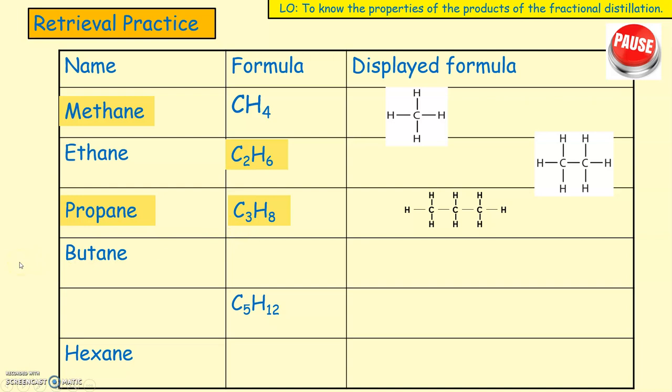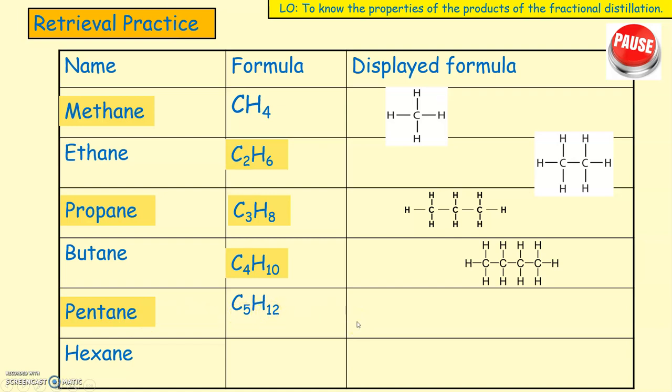Okay, butane, as you notice, hopefully you'll start to notice a pattern. It's C4H10 now. So as the carbons go up by 1, the hydrogens go up by 2. And then the displayed formula is C4 just there and then H10 around. All of them, you'll notice each one has a single bond as well around it. They are fully saturated.